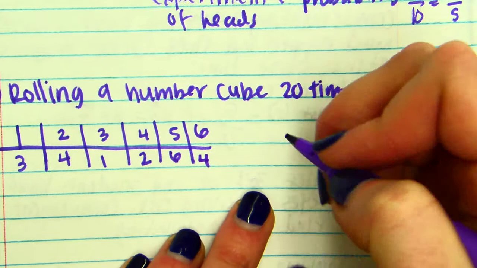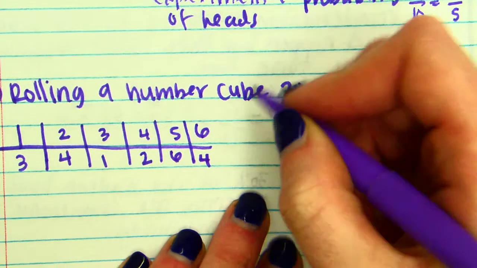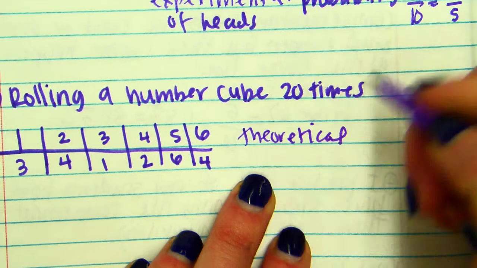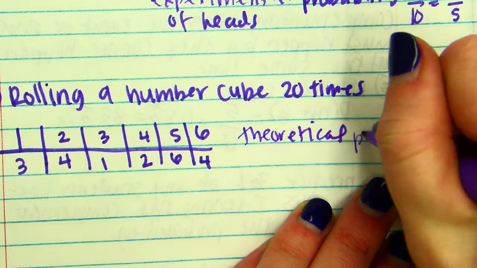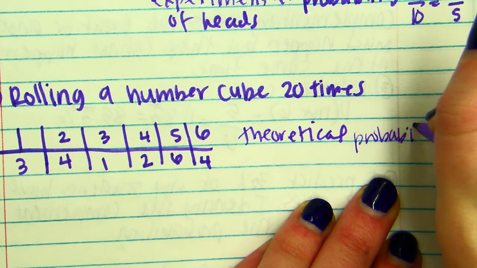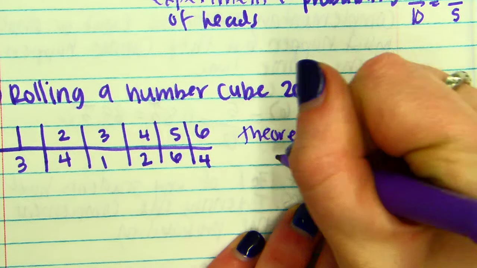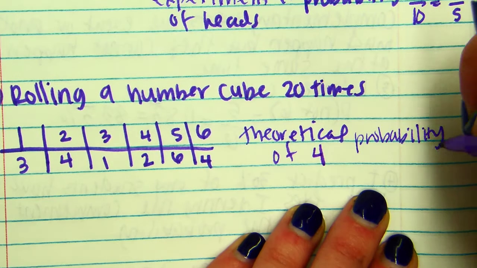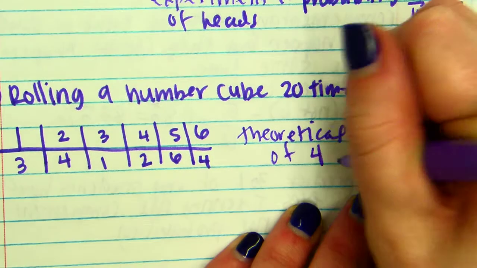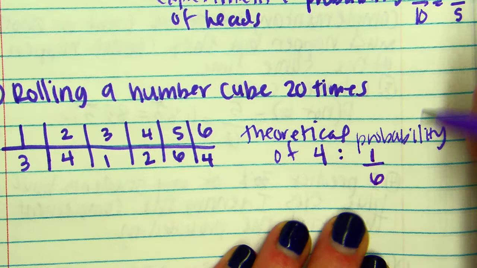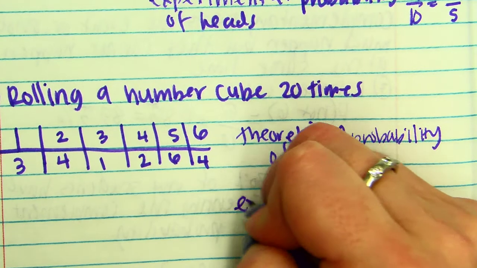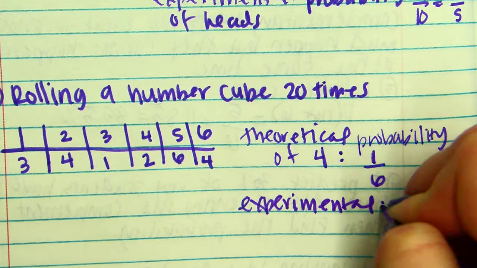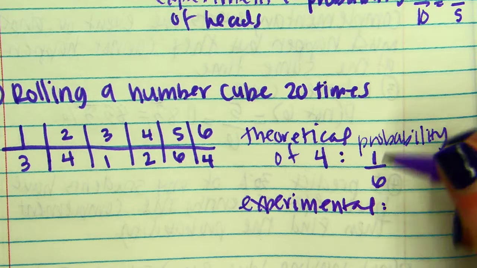So we have two probabilities we could talk about. The theoretical probability of landing on 4 should have happened 1/6 of the time, right? It should have been 1/6. I actually got a 4 not 1 out of 6 times.